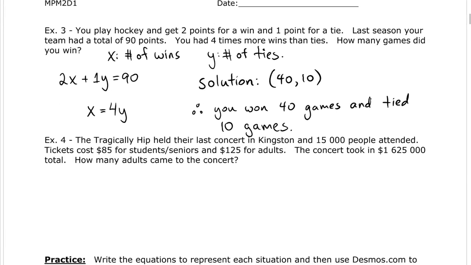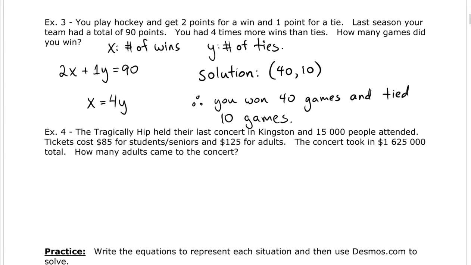Okay, let's look at example number 4. The Tragically Hip, which is the name of a band, held their last concert in Kingston, and 15,000 people attended. Kingston is the name of a city in Ontario. The tickets cost $85 for students/seniors and $125 for adults. The concert took in $1,625,000 in total. How many adults came to the concert?